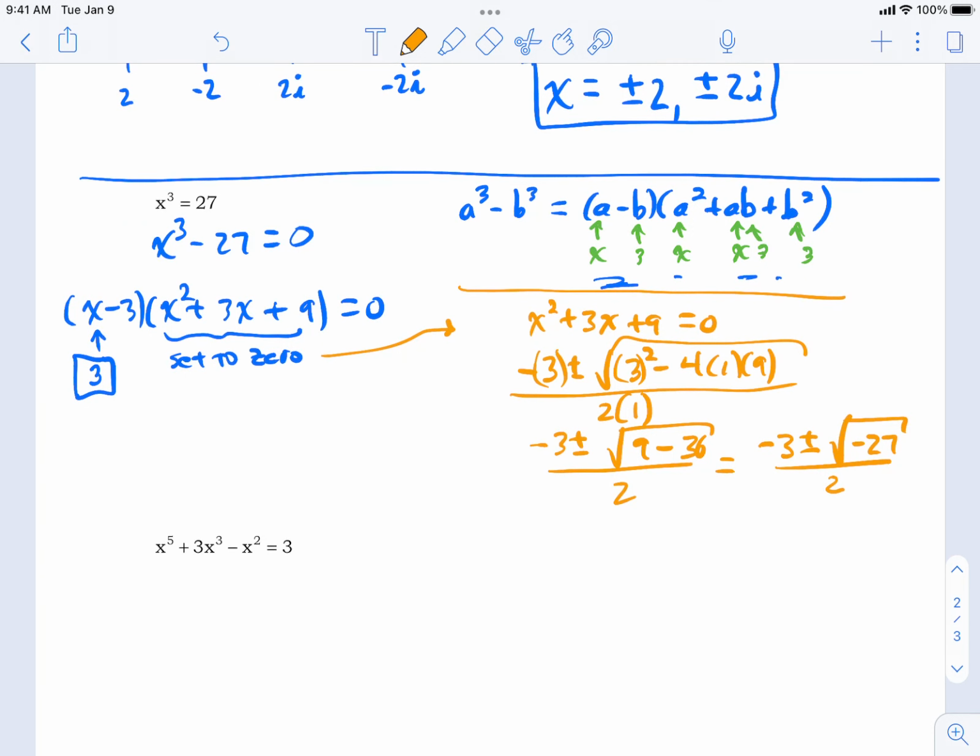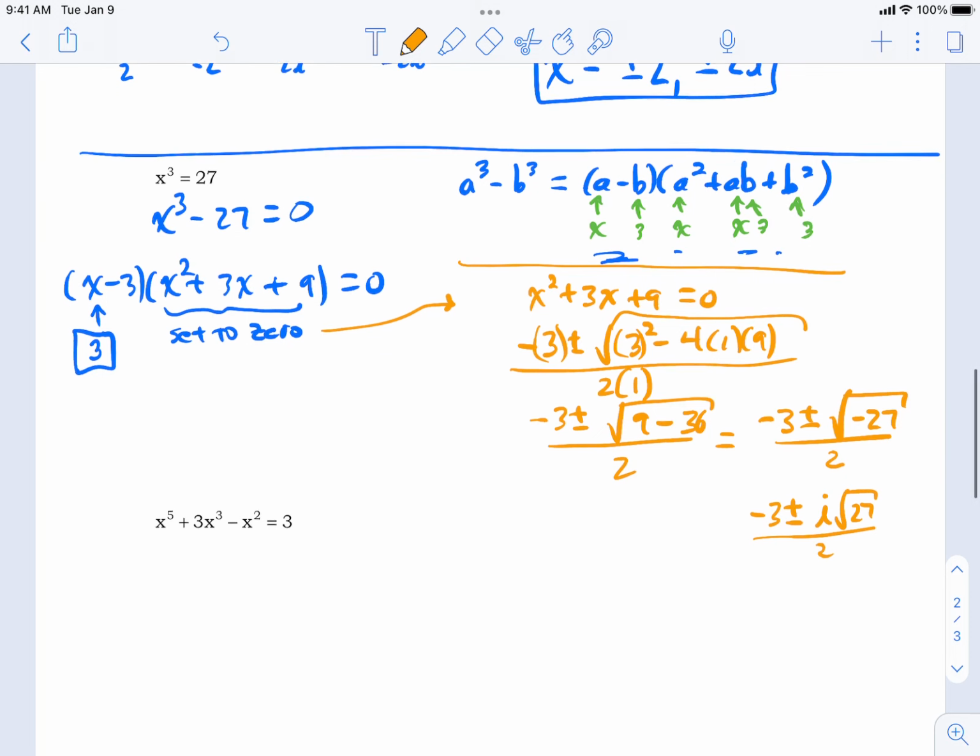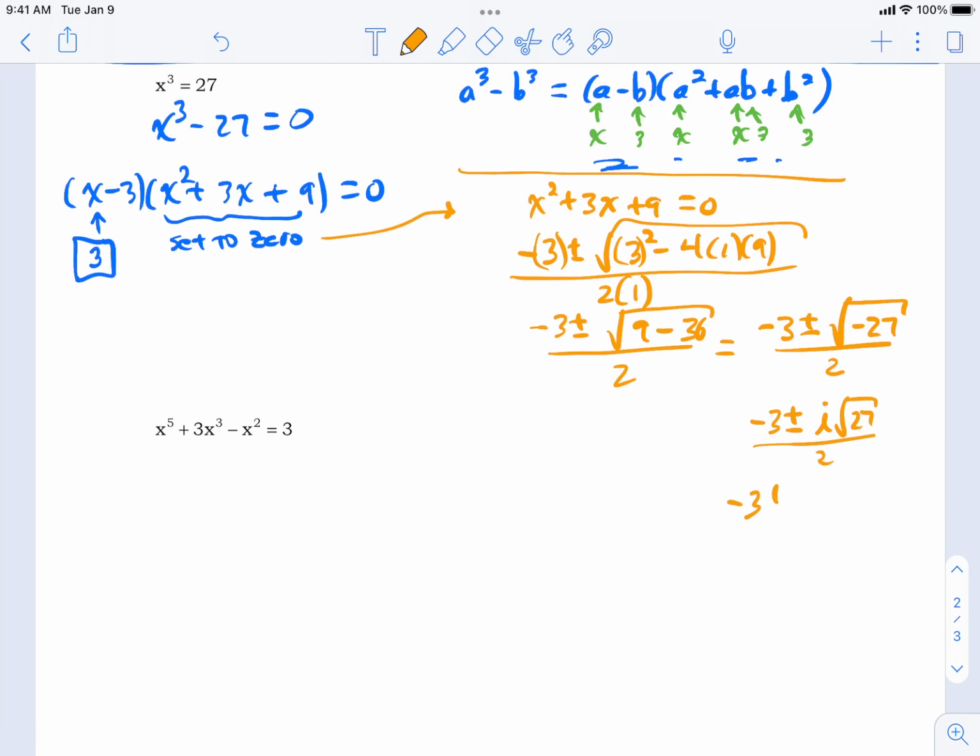Okay, we're going to get these solutions. Really, we are. So negative 3 plus or minus. Now, since it's a negative, I can just put an i out front. Just doing one thing at a time here. Negative 3 plus or minus.